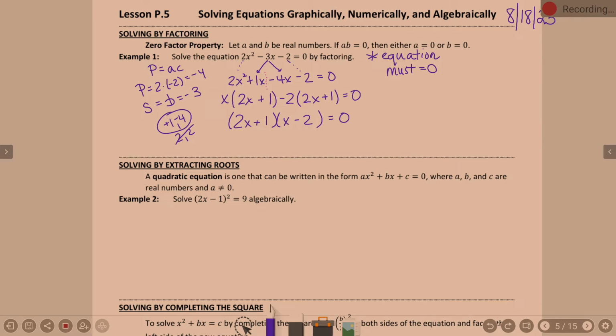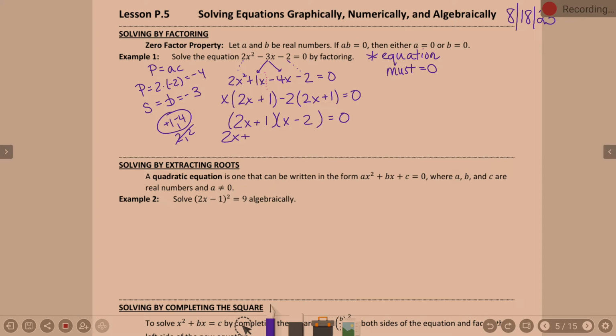2x plus 1, which is my matching factors. X minus 2, which were my GCFs. Am I done? No. Done with factoring, but not done with solving the problem, because it was an equation, it was equal to 0, and we were told to solve. So now what?